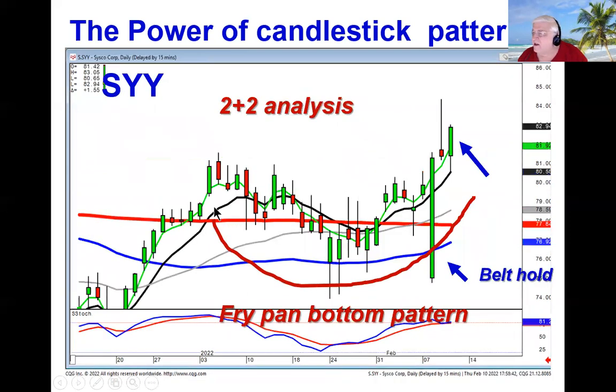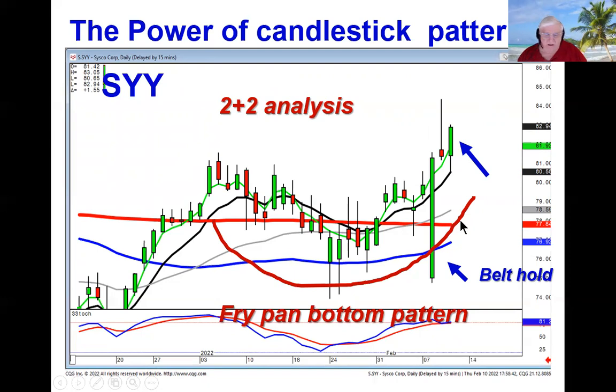So on the other side of the coin, when we recommended SYY, it is because of 2+2 analysis. We can see the fry pan bottom. Then we can see a big, huge belt hold signal. We know the belt hold signal wipes out a lot of the selling, and it's still confirming this fry pan bottom. And notice what the confirmation was today. This is why the power of candlestick patterns is much more relevant, because even though the market was off 500 points today, this was showing buying for whatever reason, and it continued the buying into the close.